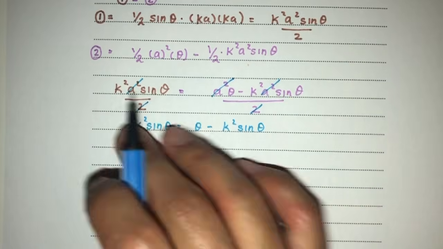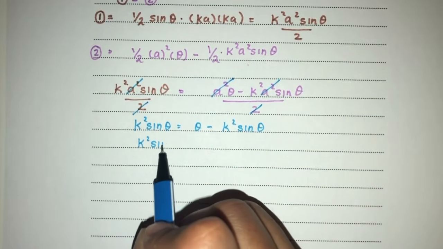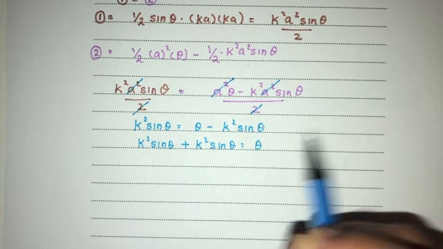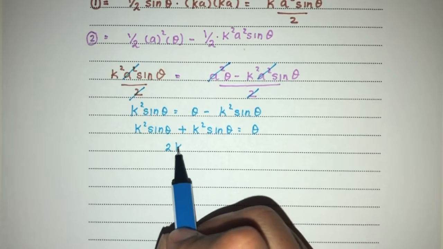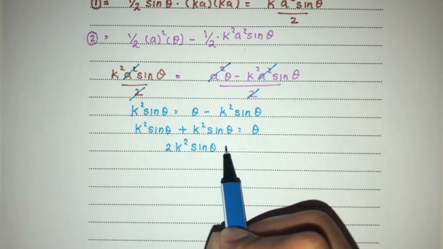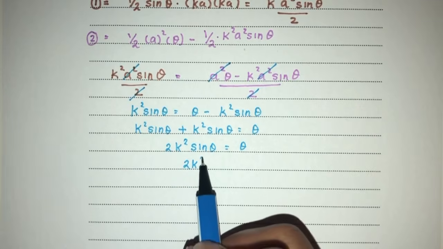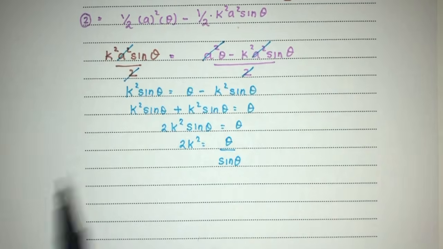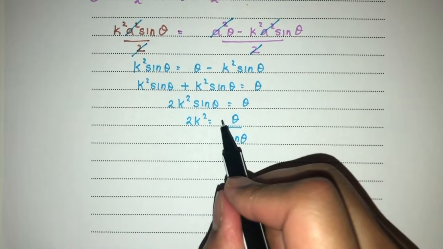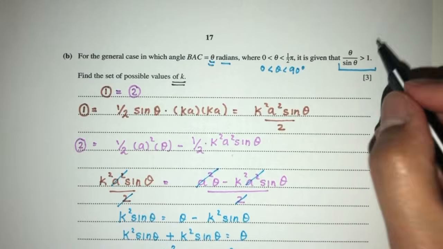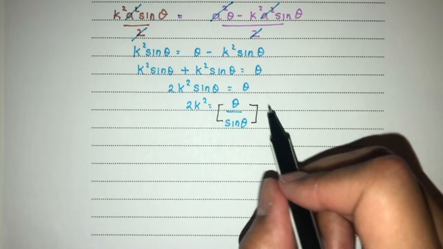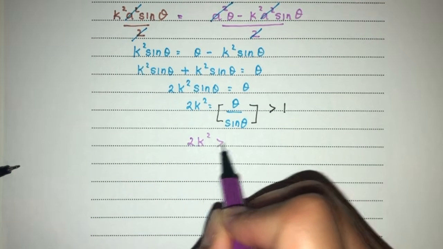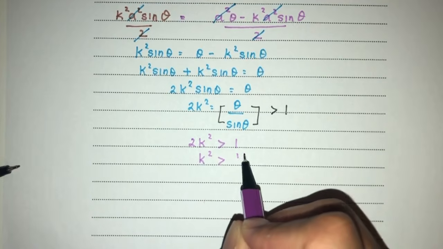Now let me send this over here. You will have k squared sine theta plus k squared sine theta is equal to theta. From this, we realize that we have 2k squared sine theta is equal to theta. So 2k squared has to be theta over sine theta. Now we have seen this somewhere right here, so we know that this has to be more than 1. So from this, 2k squared has to be more than 1, so k squared has to be more than half.